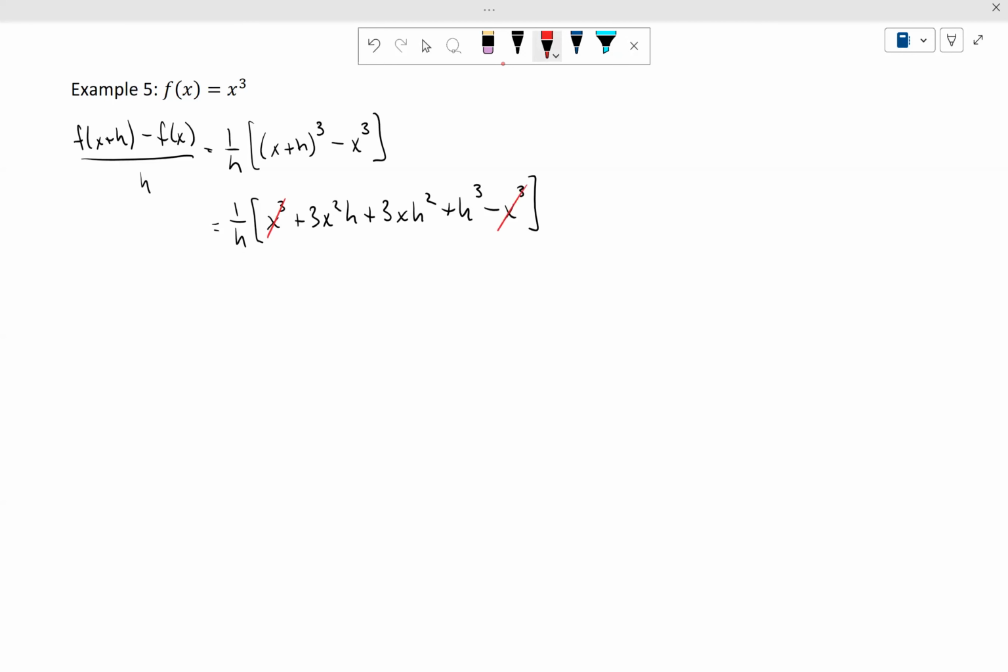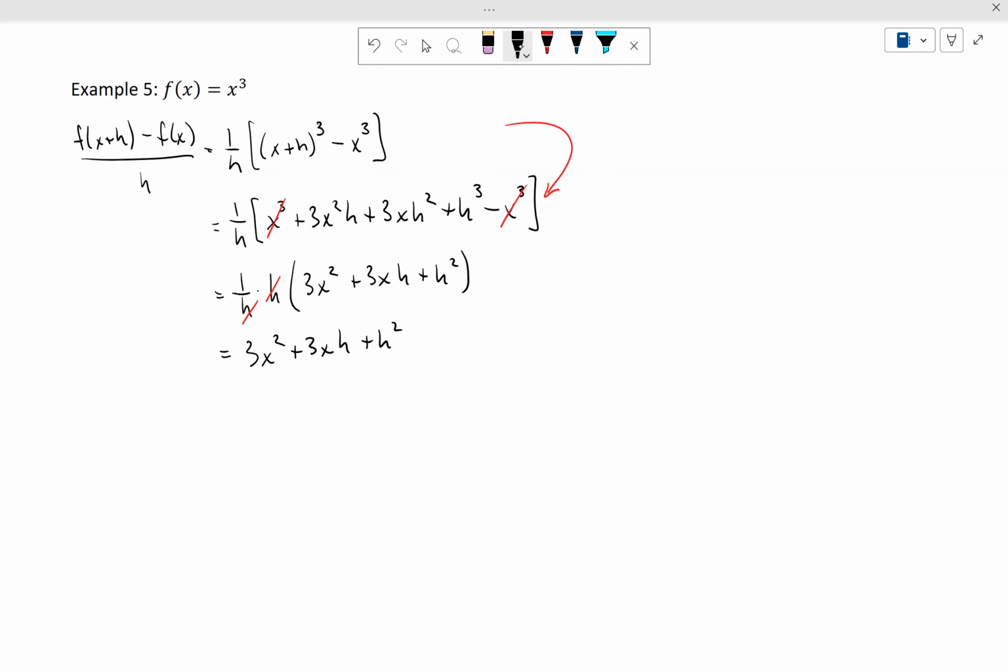So x cubes reduce nicely. Everything else has a common factor of h, so we'll pull that out. And we're left with a 3x squared plus 3xh plus h squared. These h's out front reduce nicely. And so really we have 3x squared plus 3xh plus h squared. Okay. This step, though, this is where some students have a little bit of difficulty.